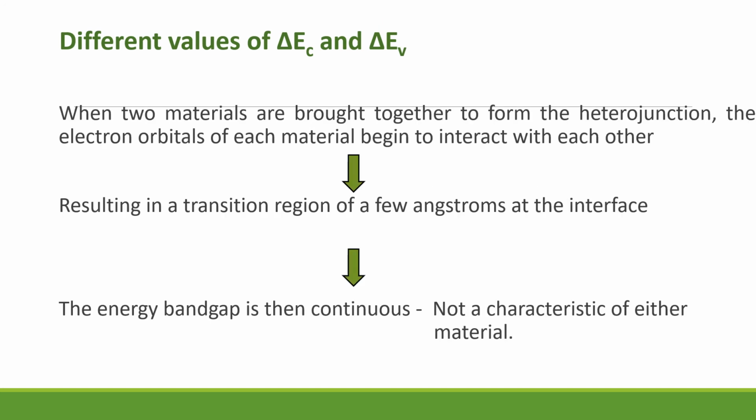Another possible explanation for the deviation from the ideal is that when two materials are brought together to form the heterojunction, the electron orbitals of each material begin to interact with each other, resulting in a transition region of a few angstroms at the interface. The energy band gap is then continuous through this transition region and not a characteristic of either material.